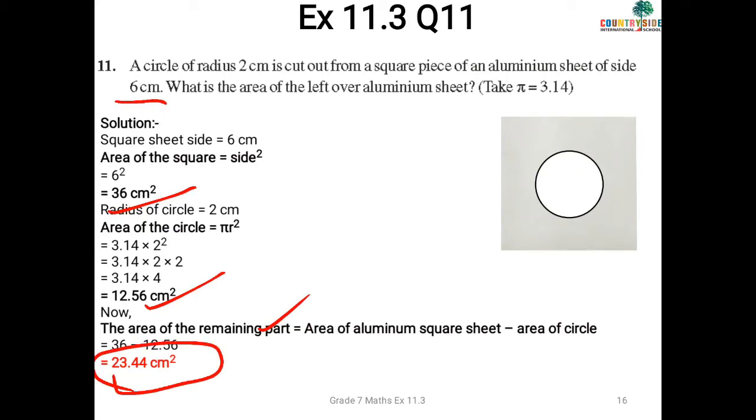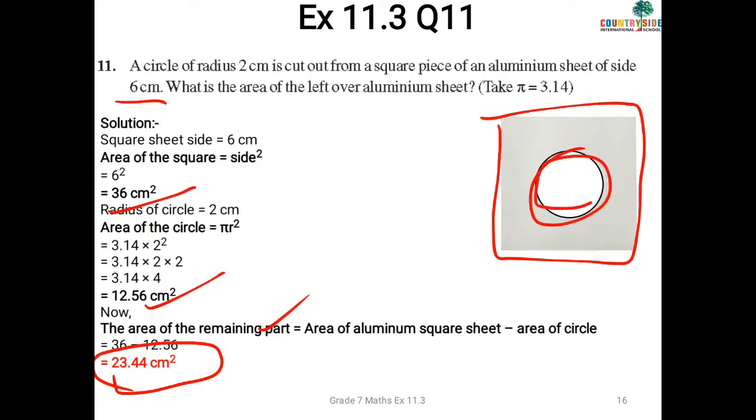First of all find the area of square, then find the area of this circle, then square minus circle will be this remaining part. So this was a very easy question.